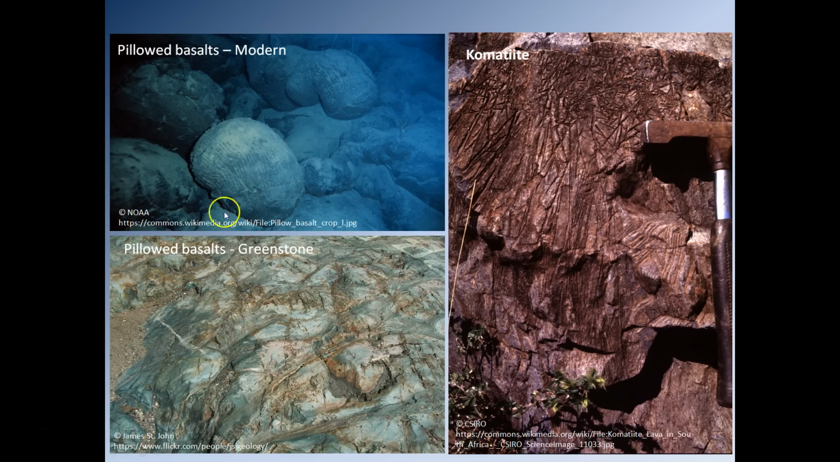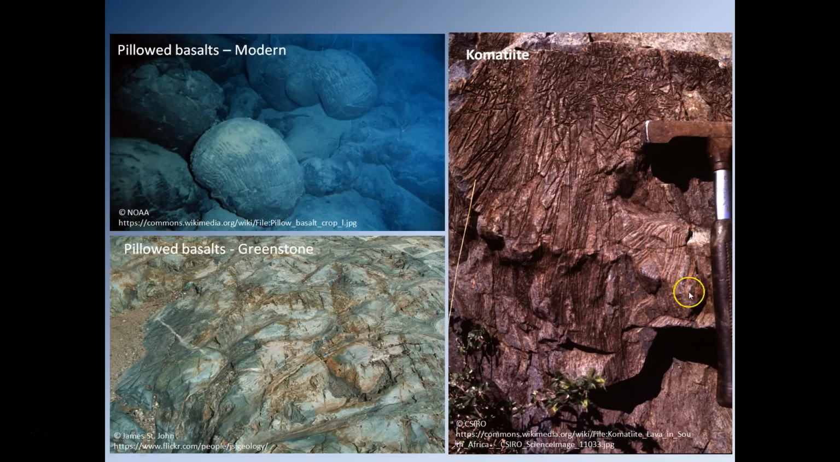So these are modern pillowed basalts here, and these are pillowed basalts in a greenstone belt. Now it's a bit difficult to see, but you can see the kind of lumpy shape that some areas have. You can see the kind of lumps there, the kind of rough circles. You can see an edge of one coming around here as well. And these are the pillows. Now in this case they've been cut through. So you're looking at a pillow that's been sliced through when you look at something like this.